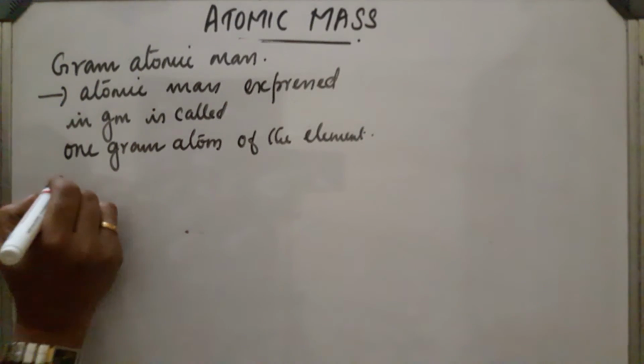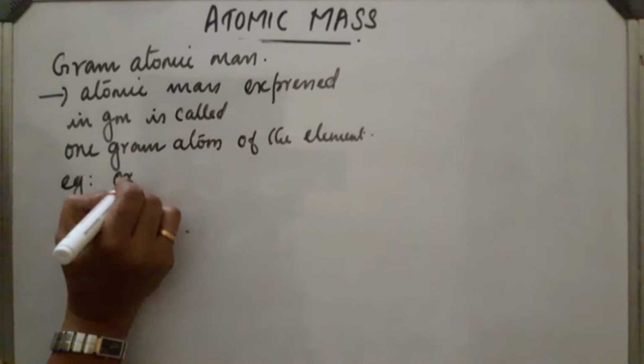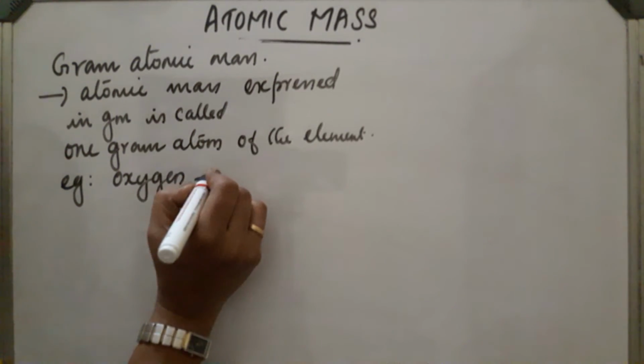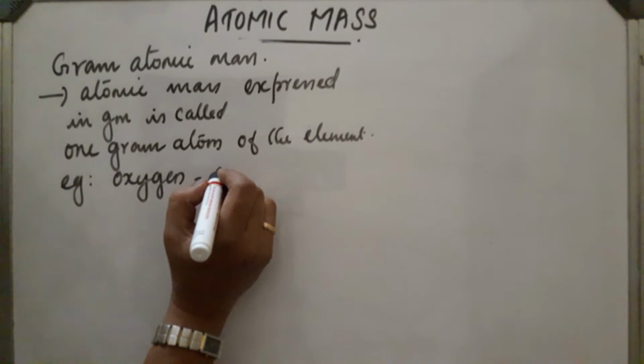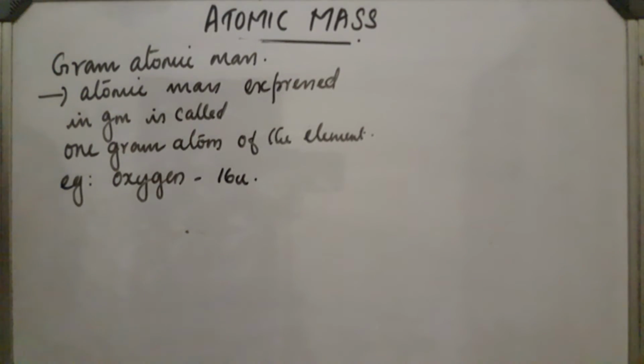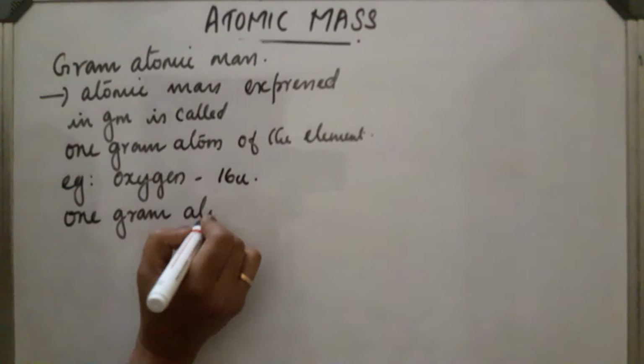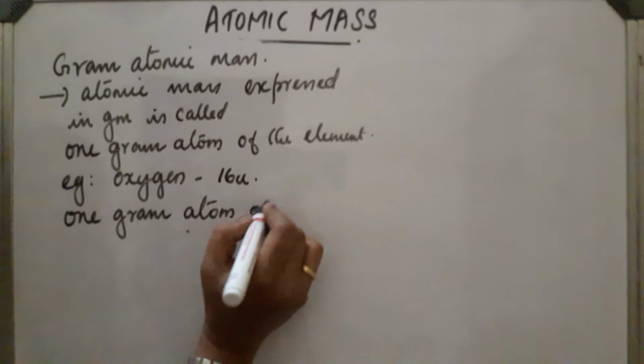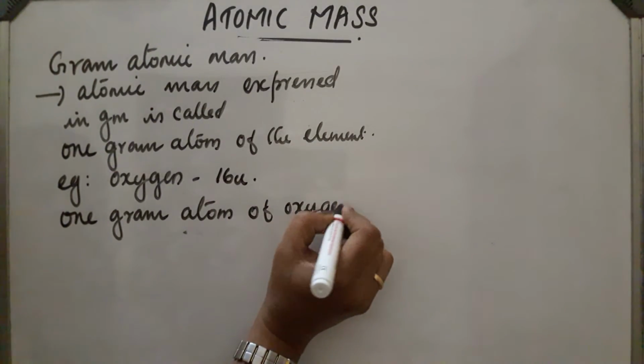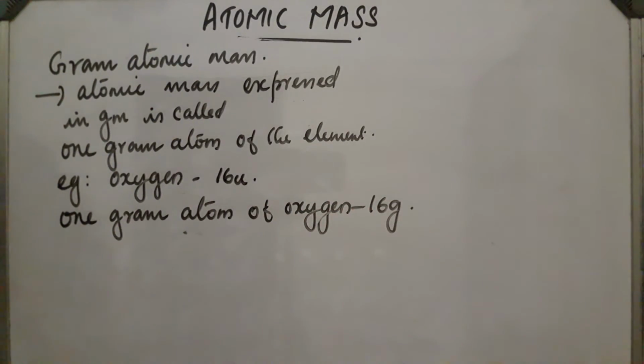Example, in the case of the oxygen atom, the atomic mass of oxygen is 16 U. So in terms of gram atomic mass, we can express this as 1 gram atom of oxygen. So 1 gram atom of oxygen means it is 16 gram.